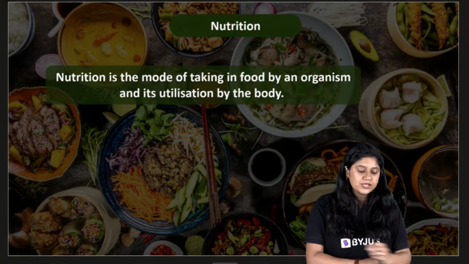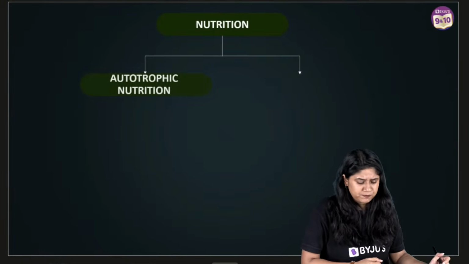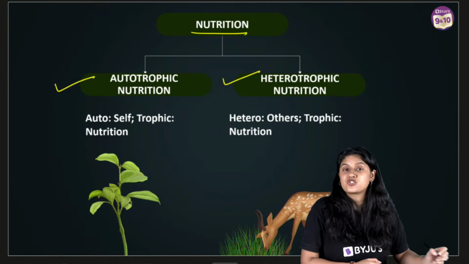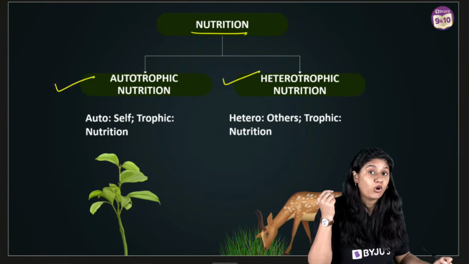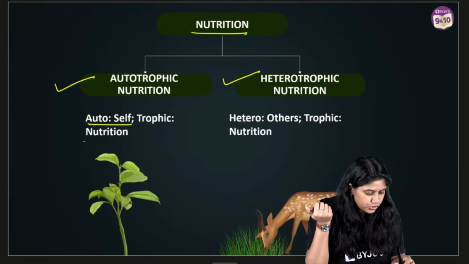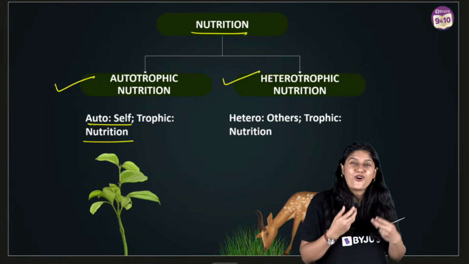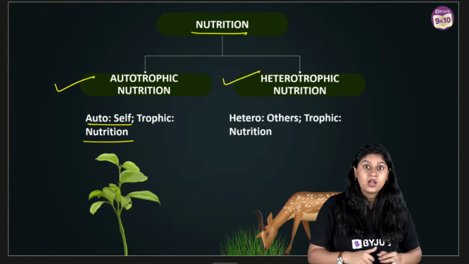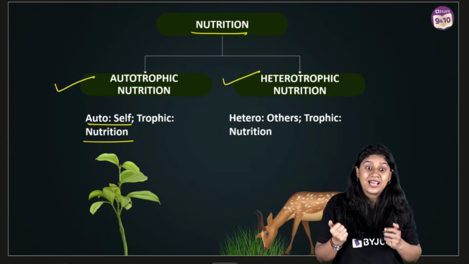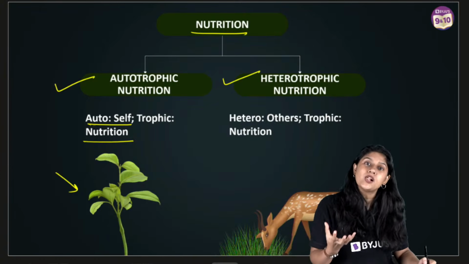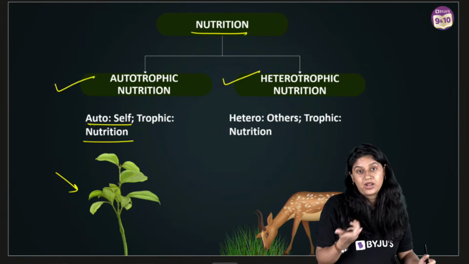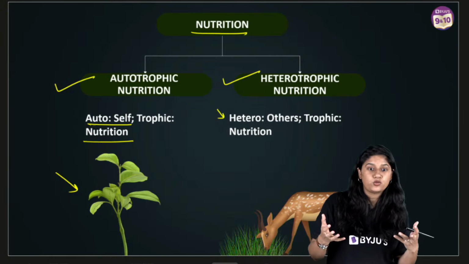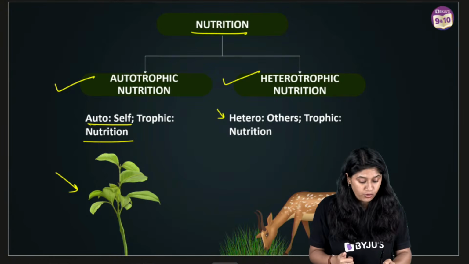Okay. Now let's talk about nutrition. There are two types of nutrition. First, we have autotrophic nutrition, and second, we have heterotrophic nutrition. Autotrophic has the word auto in it, which means of course self-nutrition. Hetero means others' nutrition. So organisms which have the autotrophic mode of nutrition are the ones that can make their own food, like plants. So plants, we call them autotrophic organisms, right, because they can make their own food. Whereas heterotrophic organisms are the ones that will not be able to make their own food. They depend upon other organisms for their food.